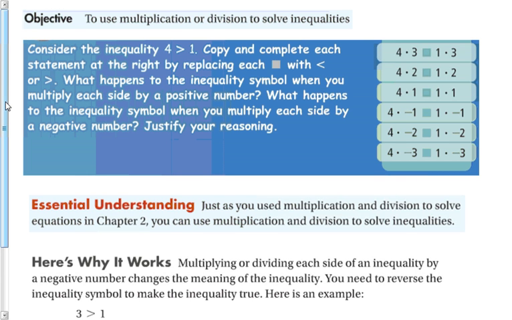So we started with this inequality, 4 is greater than 1, which is true. Now we're going to do some different things to it. We're going to multiply both sides by the same number, and keep changing the numbers just to see what happens. So 4 times 3 is 12, and 1 times 3 is 3, and 12 is greater than 3. 4 times 2 is 8, 1 times 2 is 2, 8 is greater than 2. 4 and 1, 4 is greater than 1.